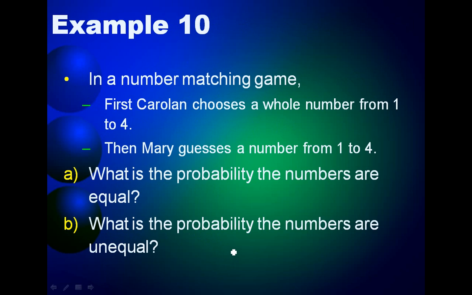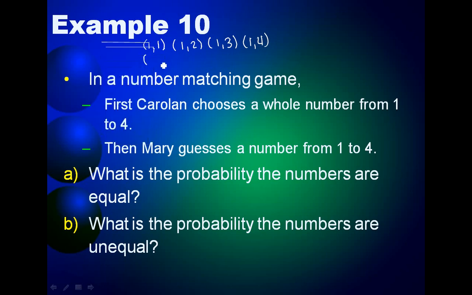Okay, we have a matching game. First Carolyn is to choose a whole number from 1 to 4, and then Mary guesses a number from 1 to 4. We want to know the probability that the numbers are equal and the probability that the numbers are unequal. So Carolyn chooses a number from 1 to 4 and Mary chooses a number from 1 to 4. So we have 1, 1, 1, 2, 1, 3, and 1, 4. That's with Carolyn choosing a 1 and then Mary guessing.